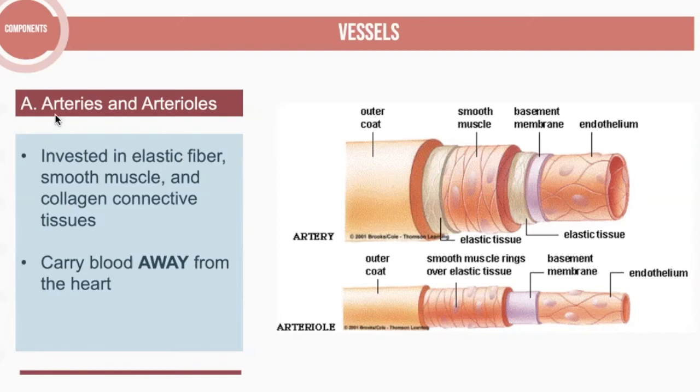So you can use that as a mnemonic: arteries, away from the heart. Arterioles are the smaller branches of arteries, but basically they perform the same function. They carry blood away from the heart. But the arterioles also contain mostly smooth muscle for diameter adjustment. These arterioles are expected to be farther away from the heart, so they receive relatively lesser pressure compared to your arteries.